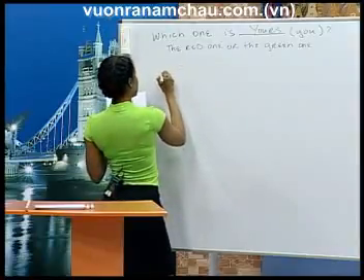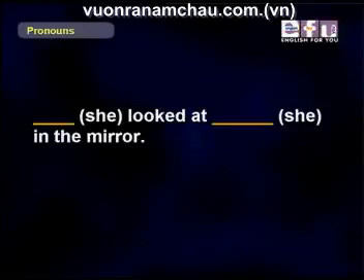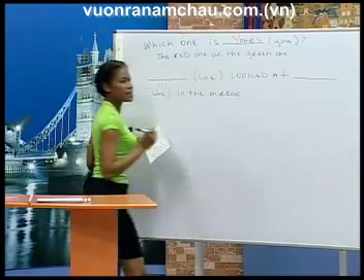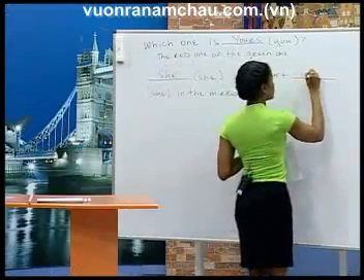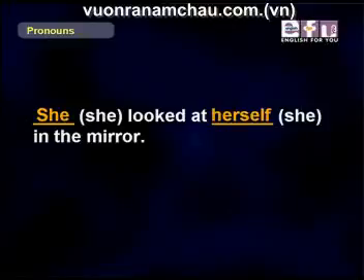Okay, let's see. Sylvia's sentence. Your clue is she looked at. Second clue is she in the mirror. Sylvia: She looked at herself in the mirror. Okay, good. She looked at herself in the mirror.